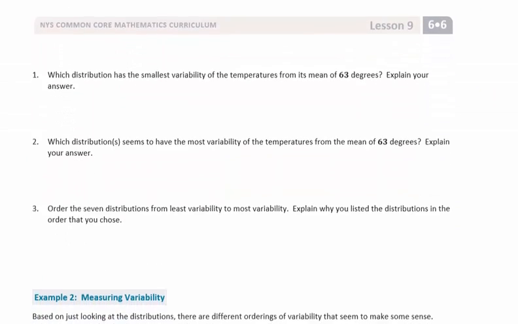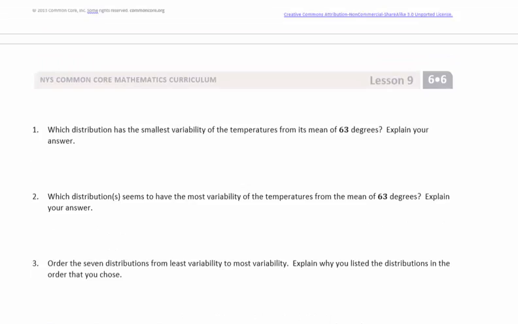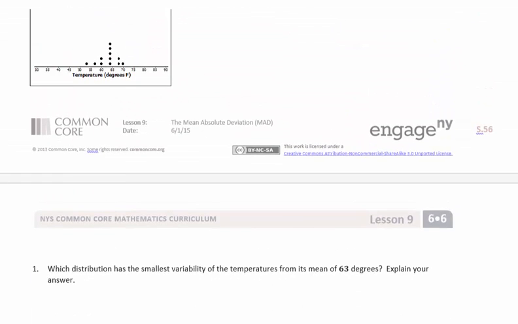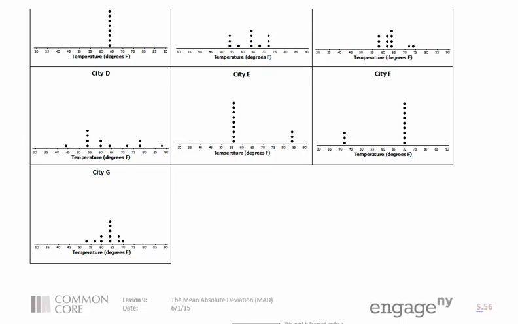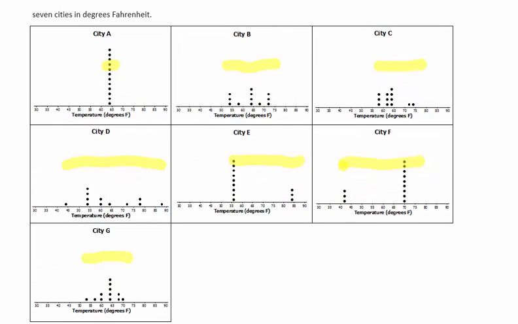Which distribution has the smallest variability of the temperatures from its mean of 63 degrees? Explain your answer. So we're looking for the one that has the smallest variability. Well, which one has the least amount of change? Well, if I highlight all their change, here's some change, going from the smallest to the largest. Which yellow line looks like it is the smallest? Well, my smallest is this one right here, which happens to be City A. How do I know it has the least amount of variability? Well, it's because all the points are the same. There's no change in it.